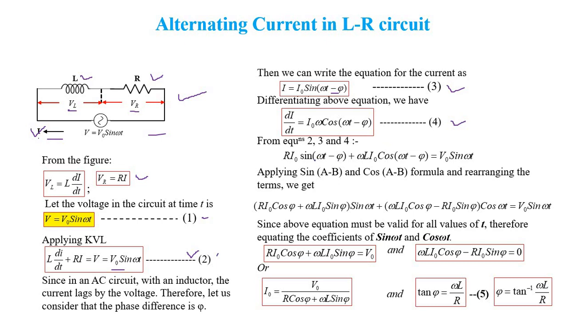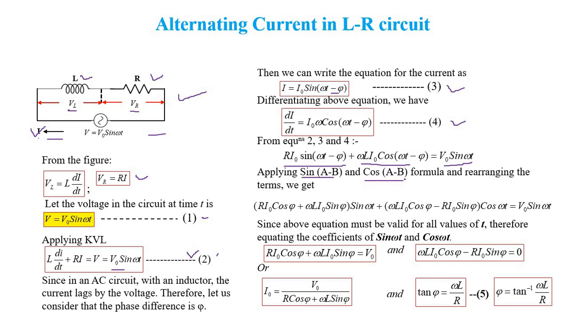So by putting the value of I and di by dt in equation number 2, we will get R I0 sin(omega t minus phi) plus omega L I0 cos(omega t minus phi) is equal to V0 sin omega t. Now this equation is very simple and can be simplified by using the formula of sin(A minus B) and cos(A minus B).